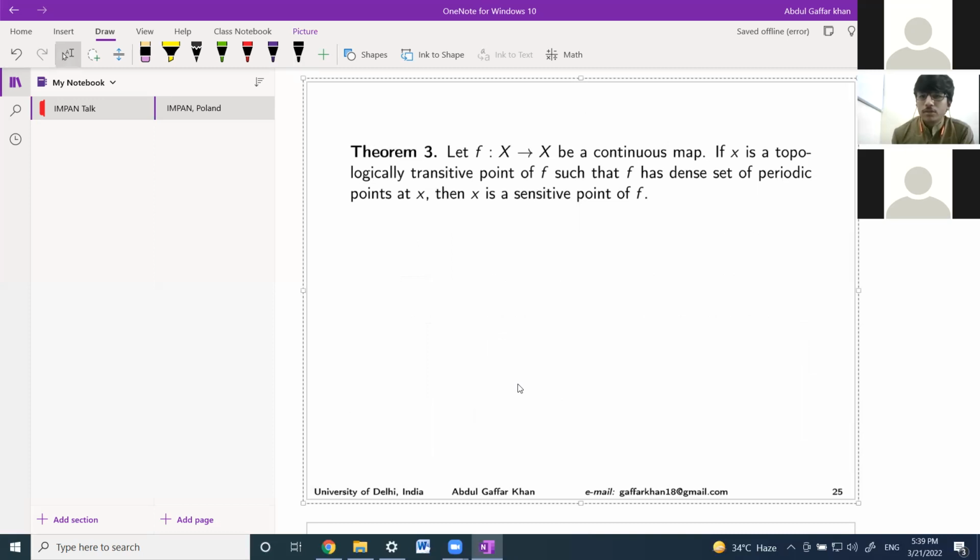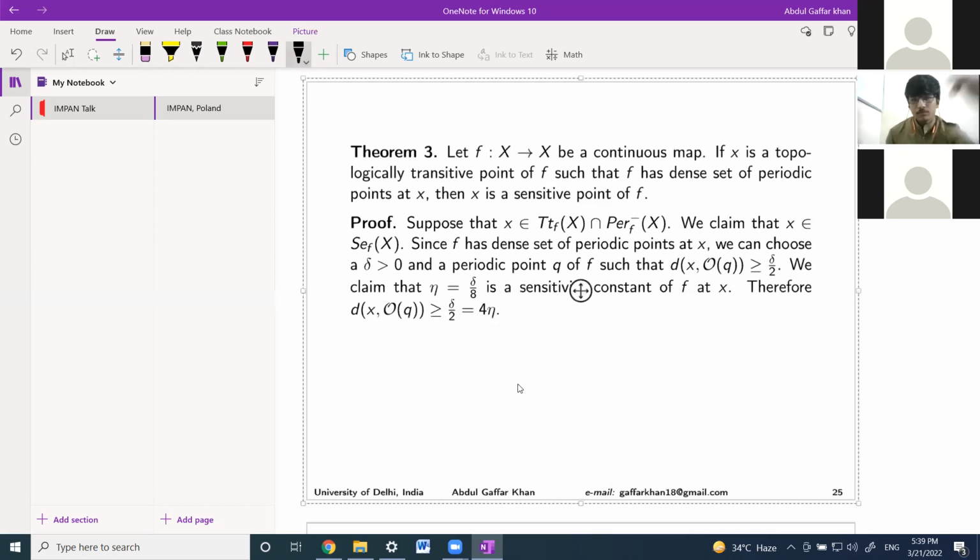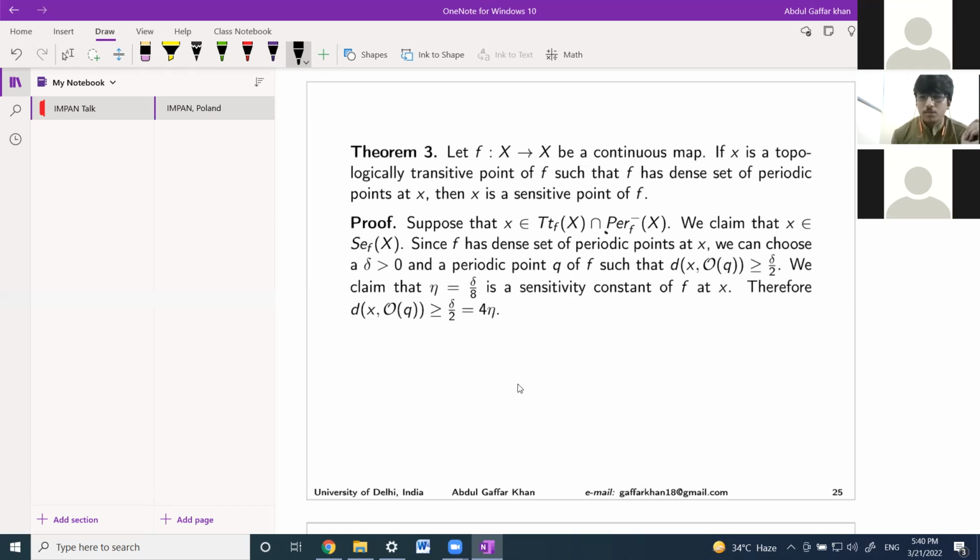We have further observed, which has been proved by Banks et al., that the notion of sensitivity is redundant in the notion of Devaney chaos. We observe that the notion of sensitive point is also redundant in the notion of Devaney chaotic point. That is, if x is a topologically transitive point and has a dense set of periodic points at x, then it must be a sensitive point. To see that, assume that x is a topologically transitive point which has a dense set of periodic points in its neighborhood. We claim that x is a sensitive point.